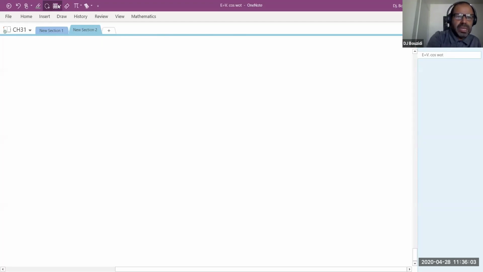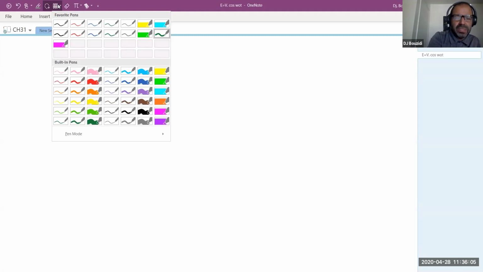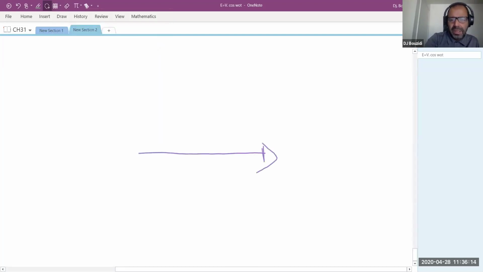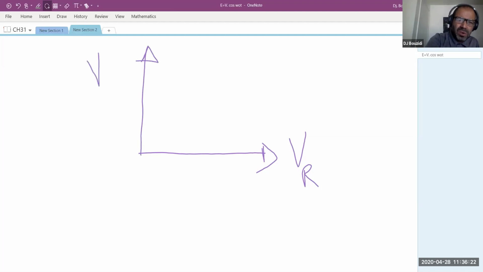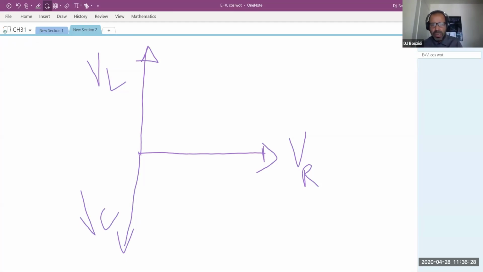So we're going to draw this thing with VR as the starting point, equal I don't know what. Okay, so this is the current, which is actually VR. I'm going to go 90 degrees above, that is going to be VL. I'm going to go 90 degrees below, and that's going to be VC. That is it. This is VR, this is VC, this is VL. How it spins, that's up to it.